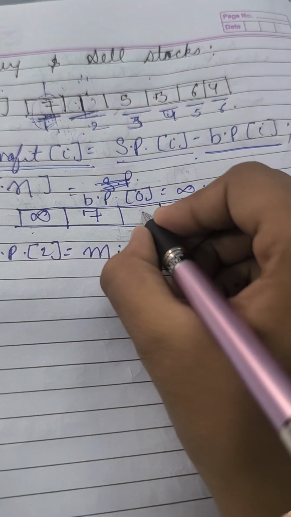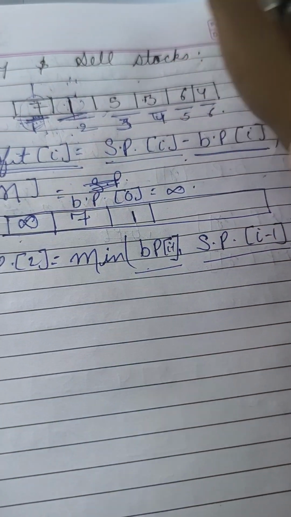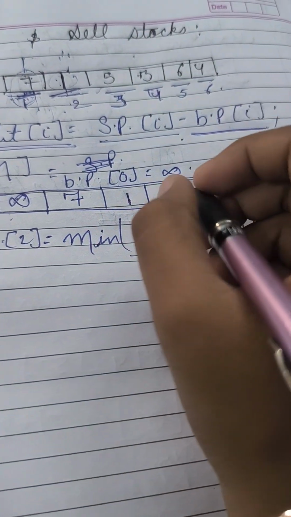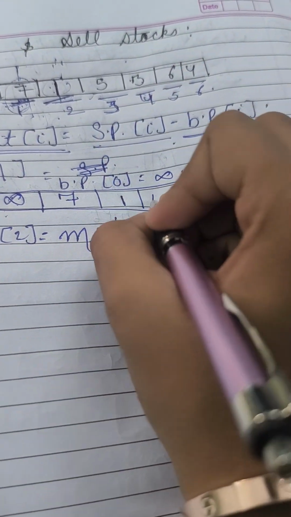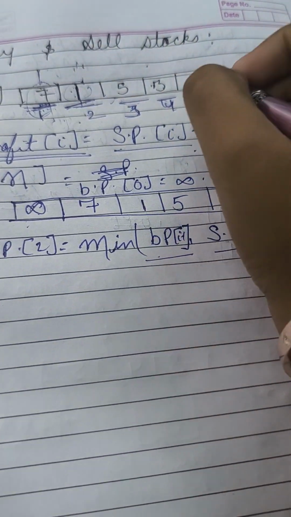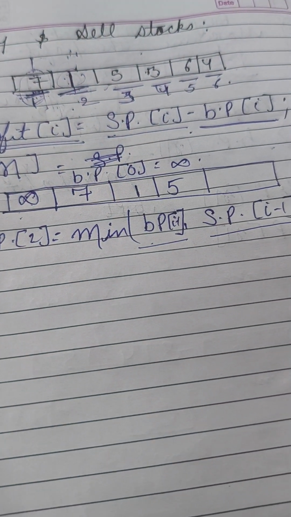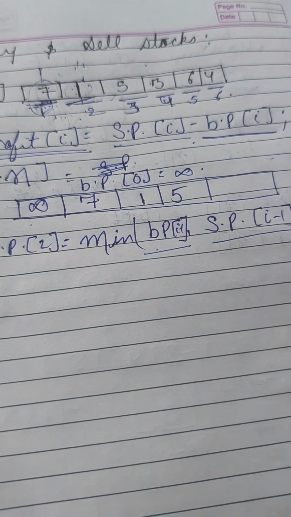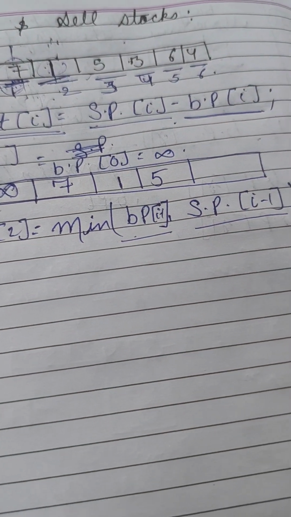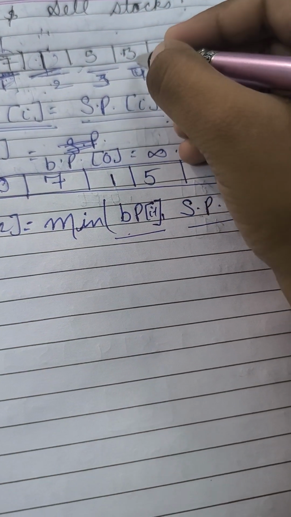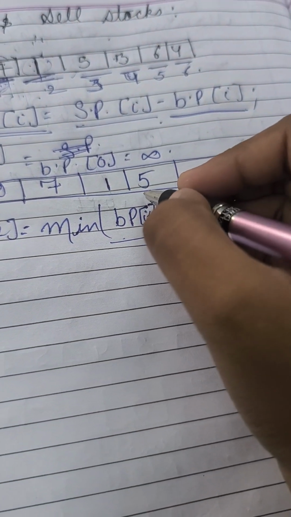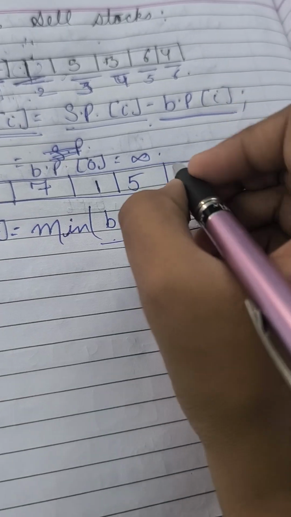So the investor is going to buy at I-1 and selling price of I-1, which is going to be 5. Now on the 5th day, the user is selling it for 6 rupees, okay? So the user is going to buy at the minimum of selling price I-1 and buying price of I-1, which is going to be 3.